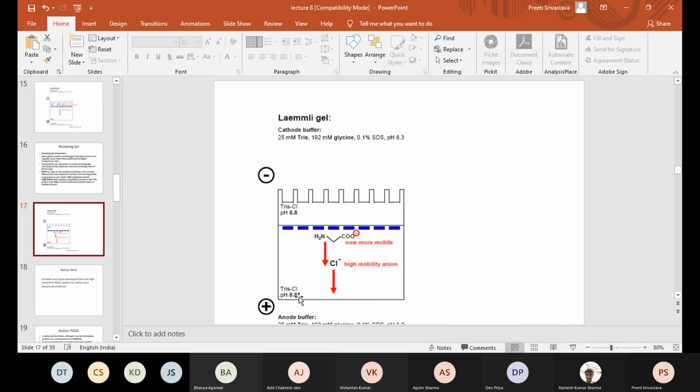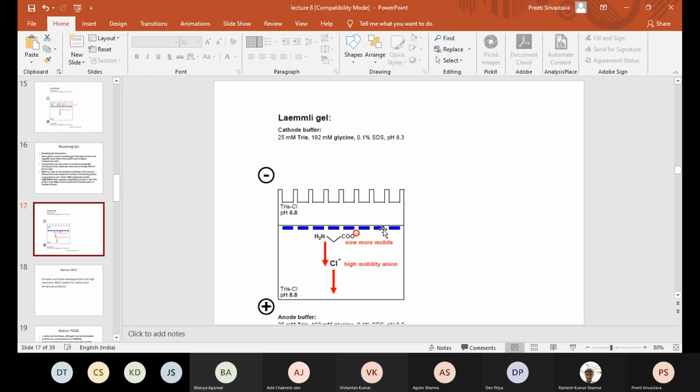Once the protein complex enters the resolving gel, the resolving gel has a pH of 8.8, and this has what, smaller or larger pores, you remember? This has smaller pores. Very good. So the chloride ion will be migrating faster because it is anionic. The glycinate ion, the moment it enters a gel with a pH of 8.8, instead of zwitterionic, will also become anionic, and so it will also start migrating faster.